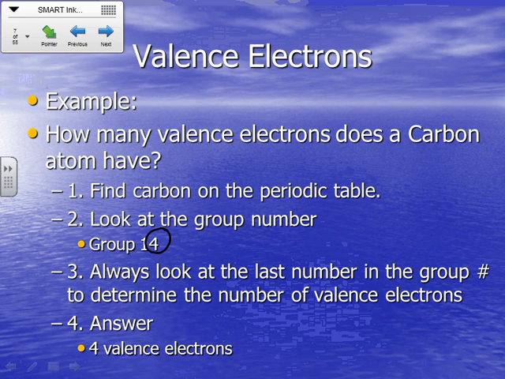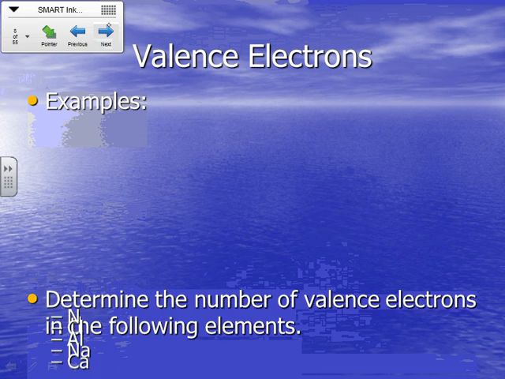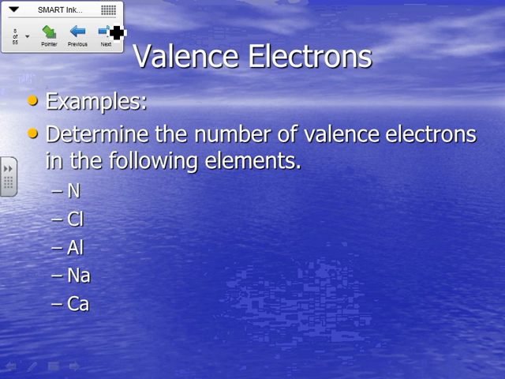Okay, so very quickly, let's do some other examples here. How many valence electrons in nitrogen? Okay, it's in group 15, right? The last number there is a 5, so there's 5 valence electrons. What about chlorine? 7. What about aluminum? 3. Sodium? 1. And calcium? 2. Okay, you see how easy that is?